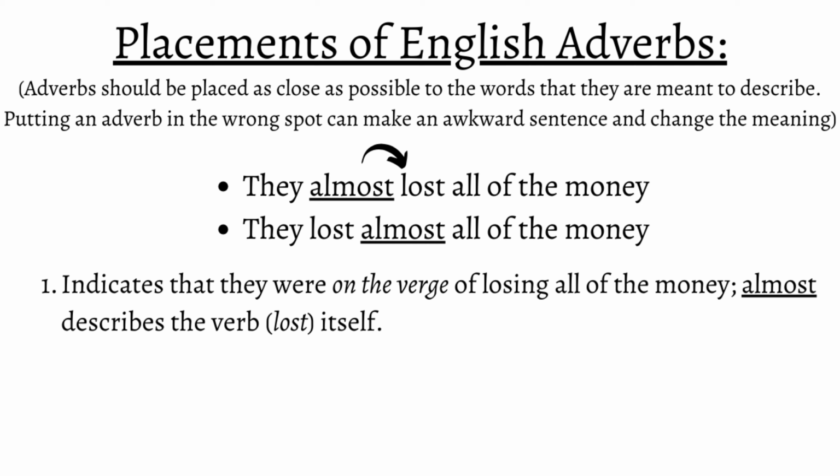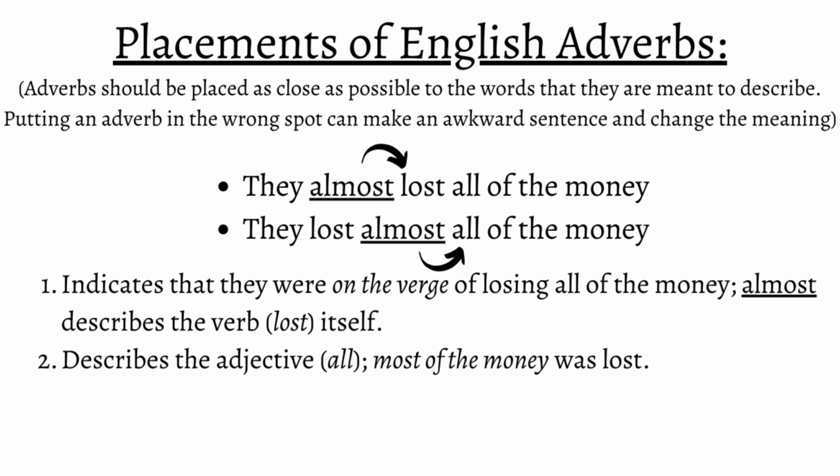The adverb almost comes right before the verb lost, so it's describing the verb itself. In the second sentence, almost is placed in a way that describes the adjective all, meaning that most of the money was lost, but a little bit of it was kept. This is the difference that an adverb can make when placed in different ways.